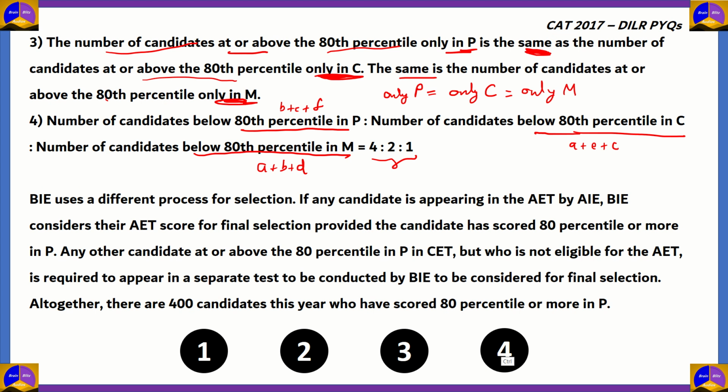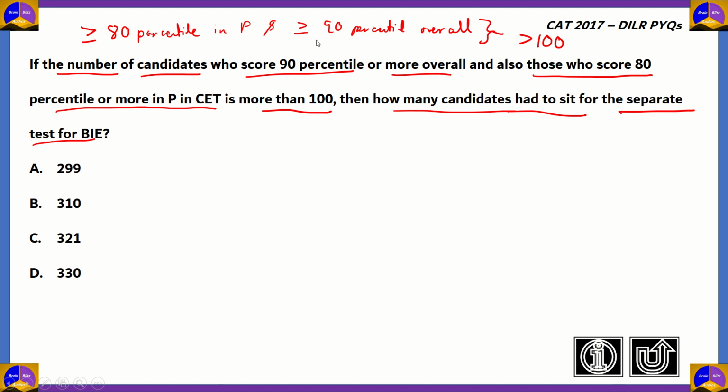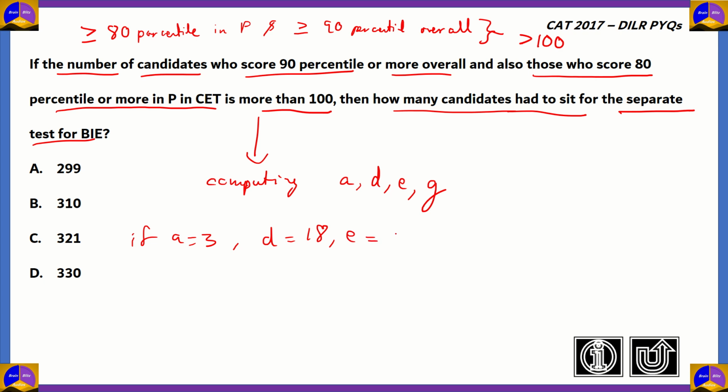So now that we know what quantities we should take, let's go back to the question. So this particular condition needs to be determined by computing A, D, E, and G. Now, if A equals 3, then D equals 18, E equals 42, G equals 41. And the second case is if A equals 10, then D equals 10, E equals 40, G equals 20.